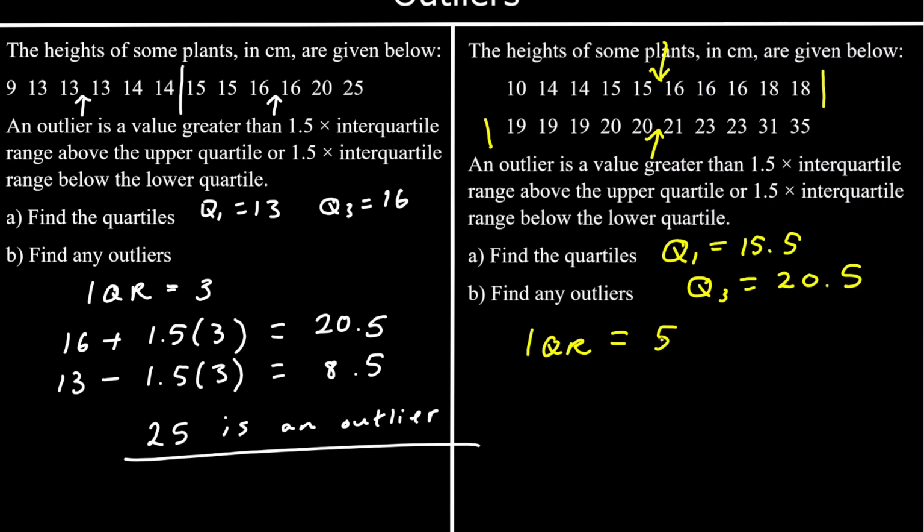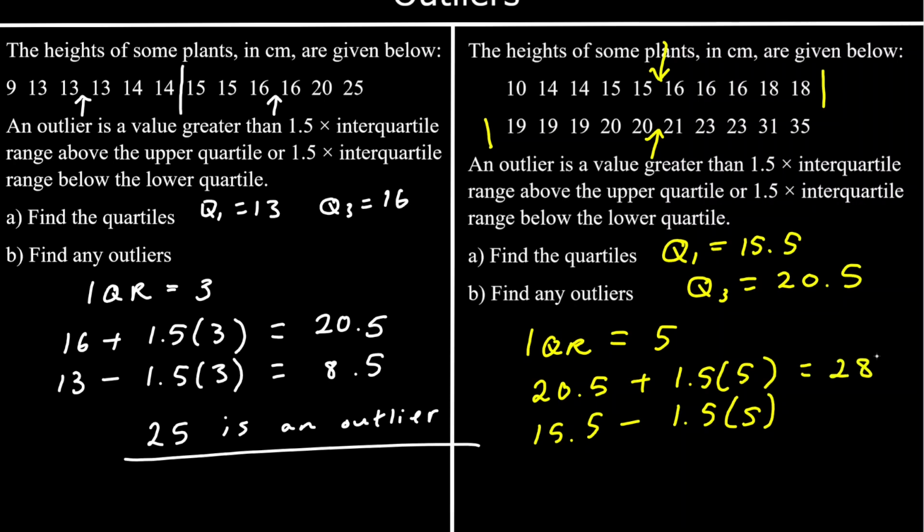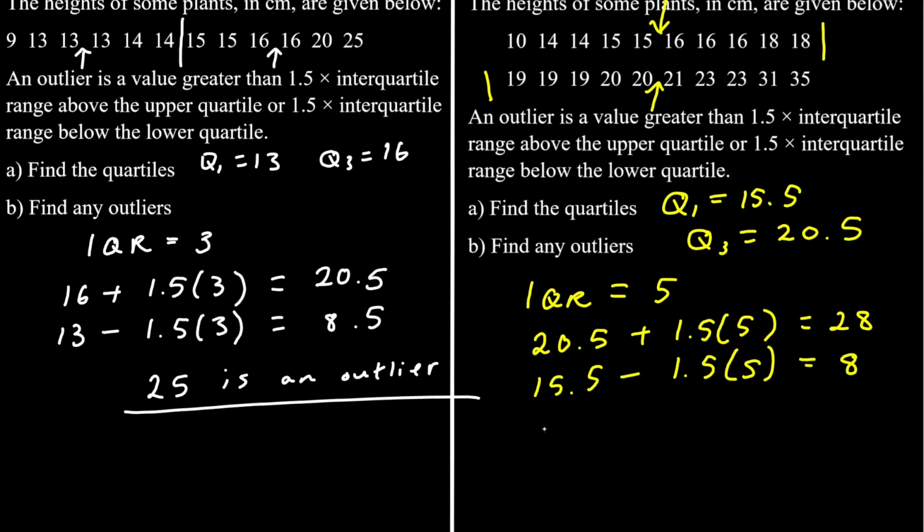So we want 1.5 times the interquartile range of the upper quartile. So the upper quartile plus 1.5 fives, or the lower quartile take away 1.5 fives. So 20.5 plus 7.5 is 28. 15.5 take away 7.5 is 8. So this time there are 2 outliers, 31 and 35 are outliers.